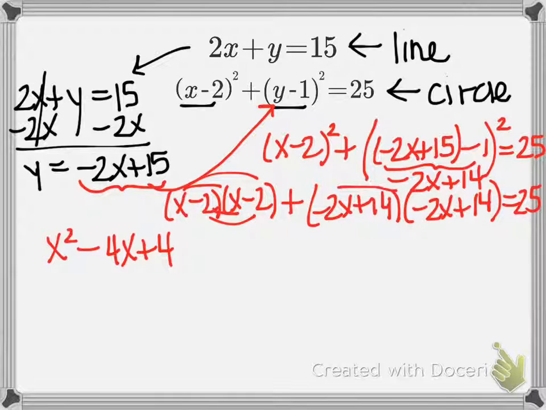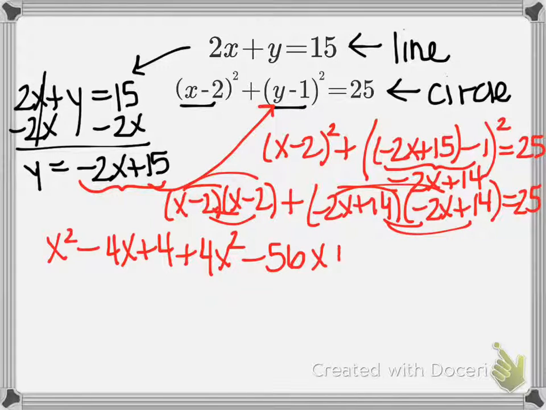Over here, I'm going to get positive 4x squared, and I'm going to get 2 negative 28x's, so that's going to become negative 56x, and 14 times 14 will give me positive 196. This is all equal to 25. I know the numbers look a little big and messy right now, but we should eventually be able to simplify this whole thing. So now I'm going to go through and combine any like terms that I can find.